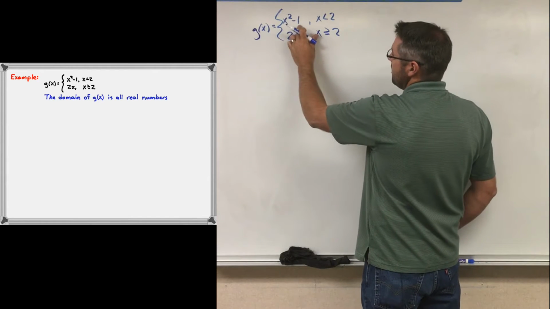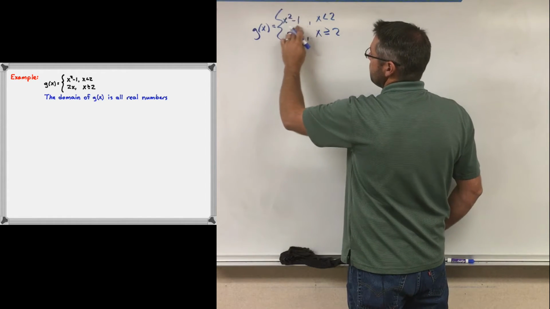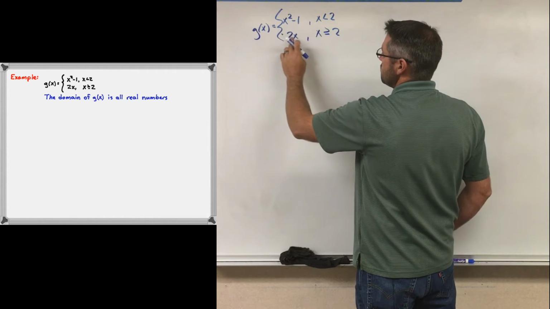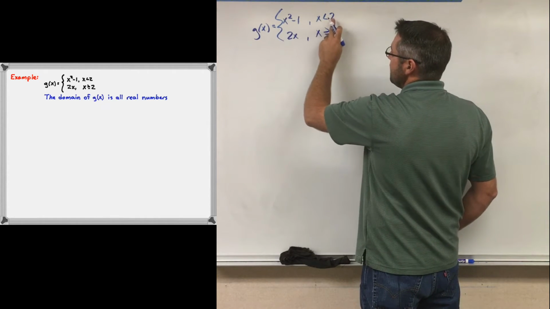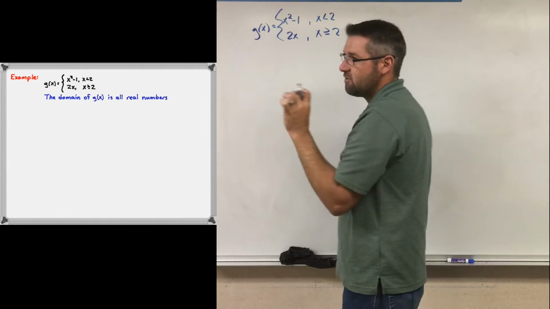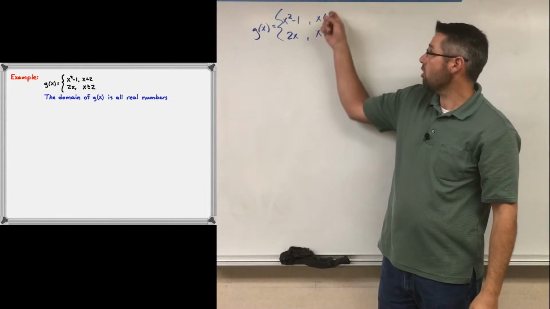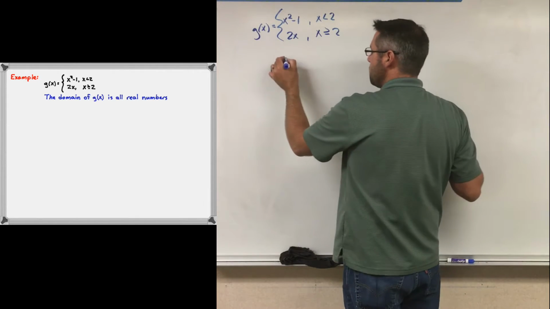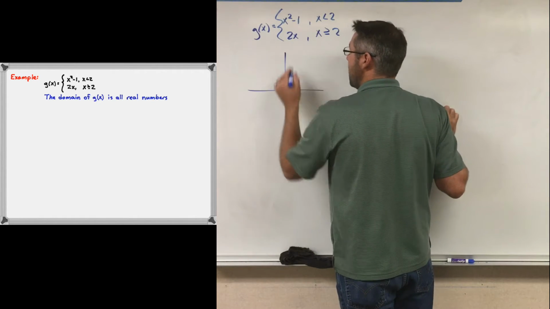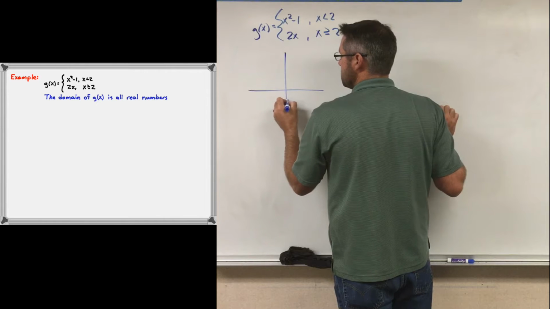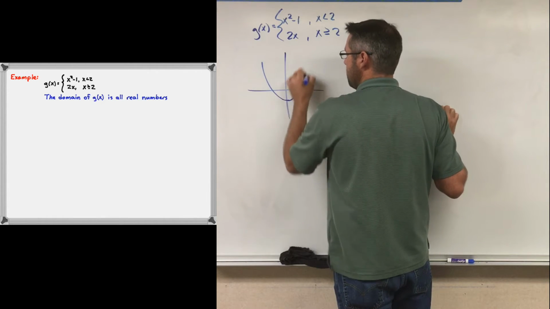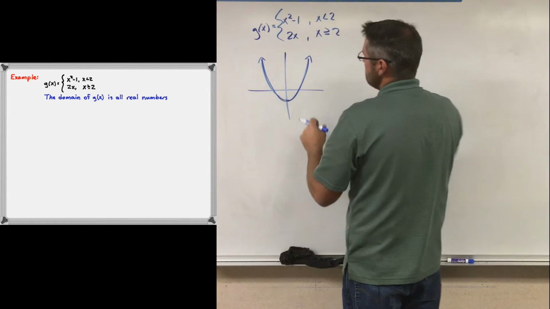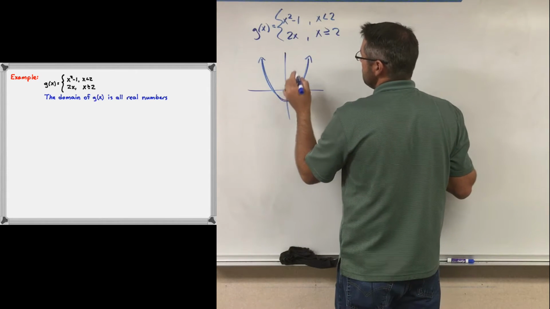Well, this is a parabola, so there's no domain restrictions here. This is a line. There's no domain restrictions here. And so the only place of concern is going to be our break in our piecewise. Okay? So if you think of a graph, x squared minus 1 is a parabola that opens up with a shift down of 1. But we are only concerned with the values that are x less than 2.